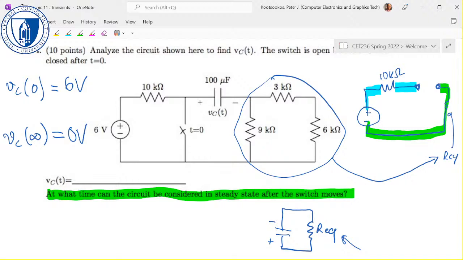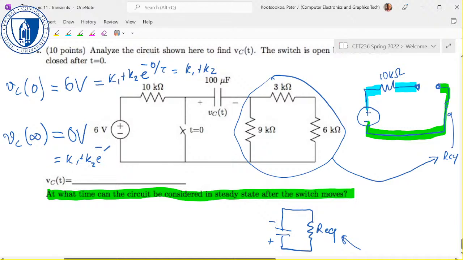Okay, then remember the initial condition is K1 plus K2 e to the minus 0 on tau, which is just K1 plus K2. And the final condition is K1 plus K2 e to the minus infinity on tau, which is just K1. So K1 is 0, so K2 is 6. Right, so our VC of t is K1, which is 0, plus K2 e to the minus t on tau.